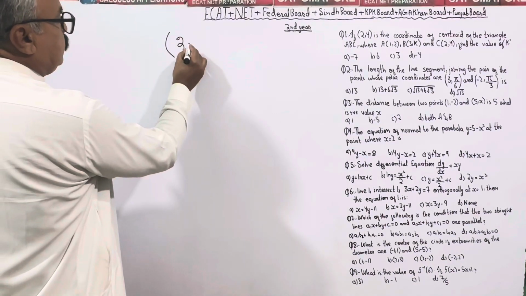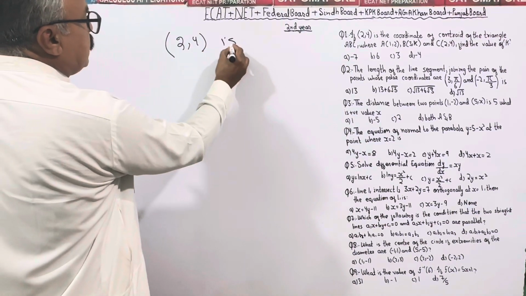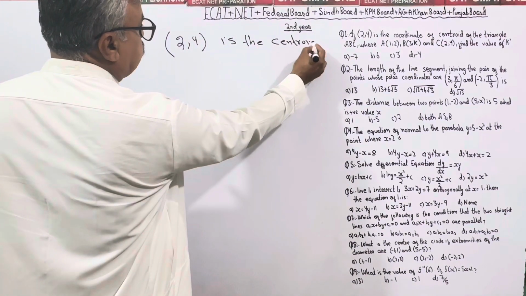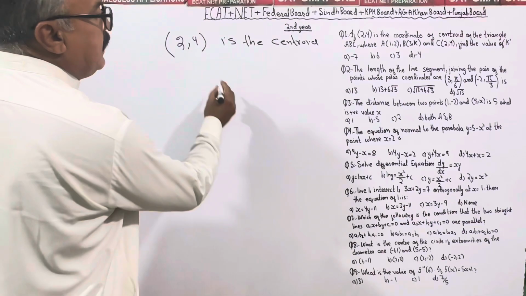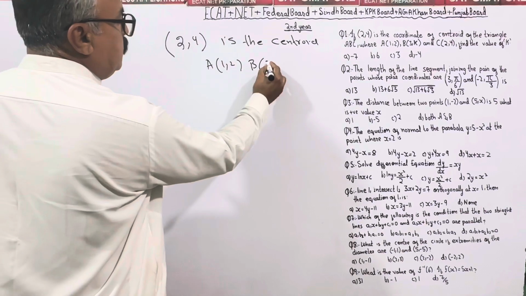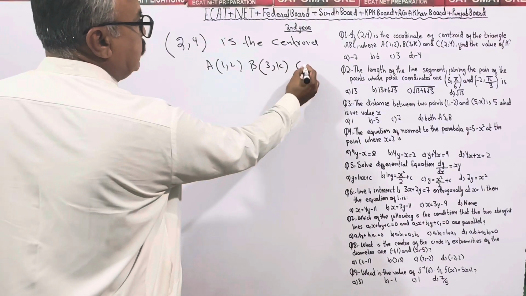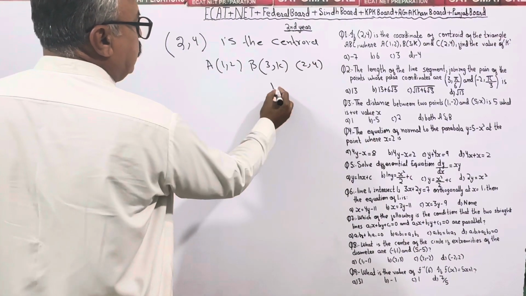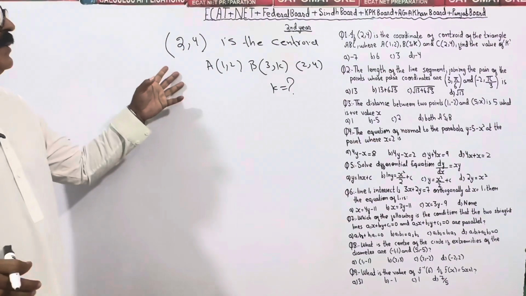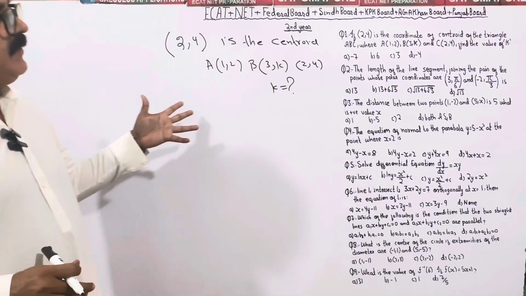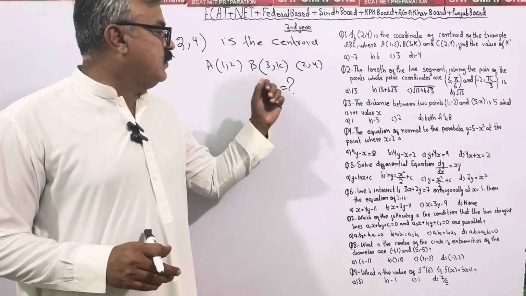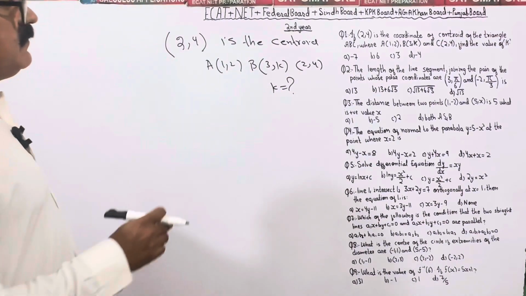2, 4 is the centroid of the triangle having vertices at A (1, 2), B (3, k) and C (2, 4). Then determine the value of k.